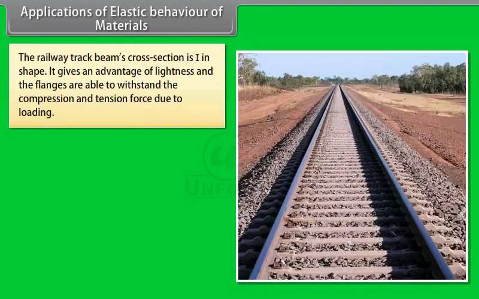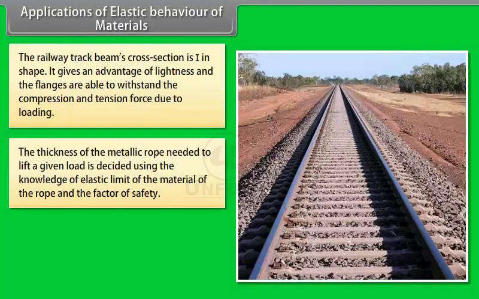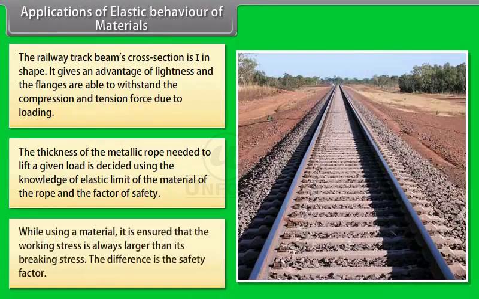The railway track beam's cross-section is I in shape. It gives an advantage of lightness and the flanges are able to withstand the compression and tension force due to loading. The thickness of the metallic rope needed to lift a given load is decided using the knowledge of elastic limit of the material of the rope and the factor of safety. While using a material, it is ensured that the working stress is always larger than its breaking stress. The difference is the safety factor.